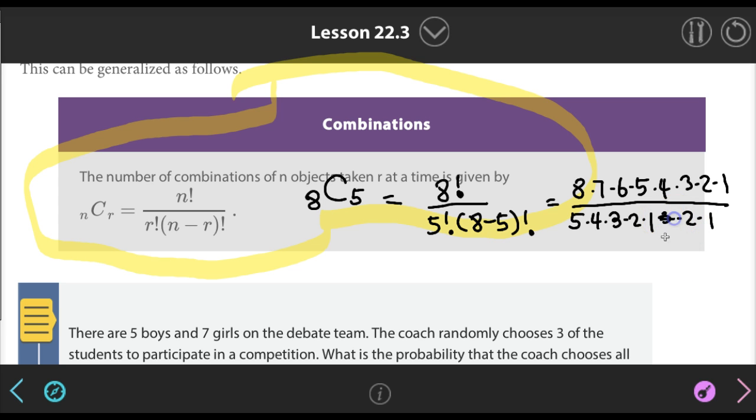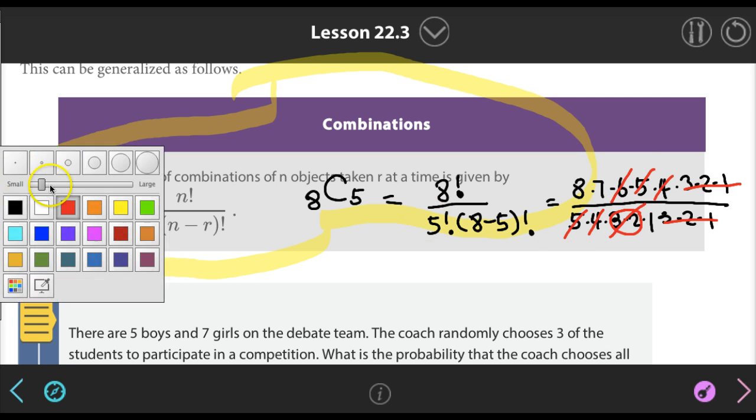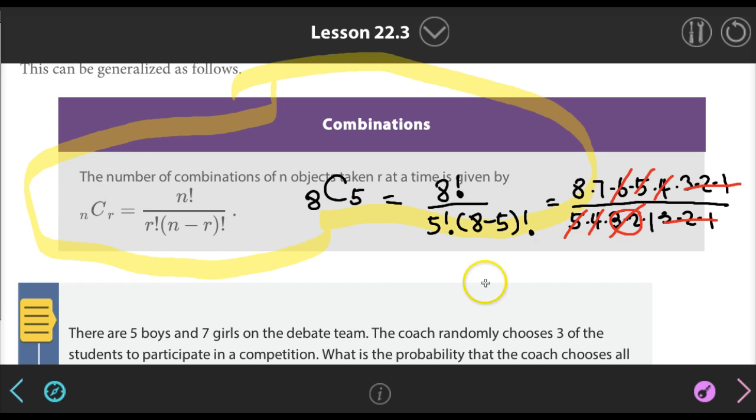Okay, so we can cancel out the 3 times 2 times 1 with the 3 times 2 times 1. And then over here, I can cancel out the 5 and the 4. And the 3 times 2 is 6, right? So let's just put this together and cancel it out with the 6 right here. So then what am I left with? I see that I'm left with 8 times 7. So there are 56 different combinations of appetizers that we can have at that restaurant.